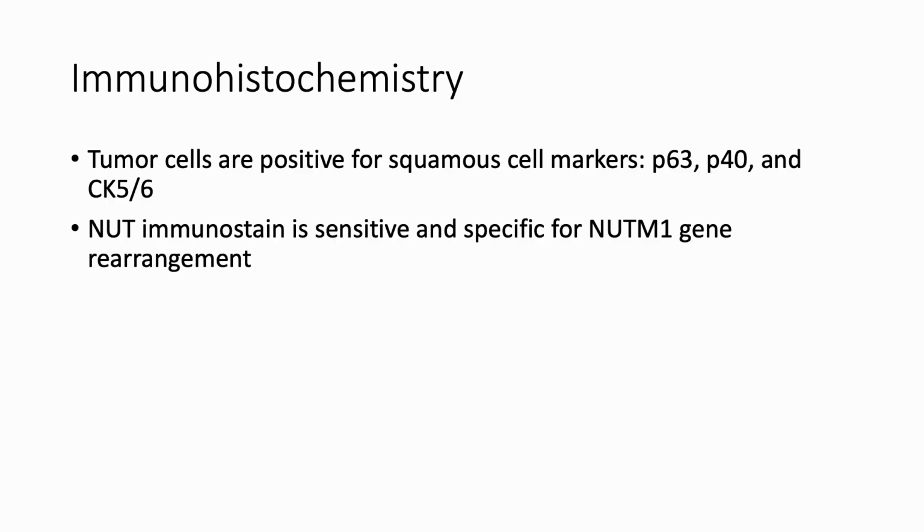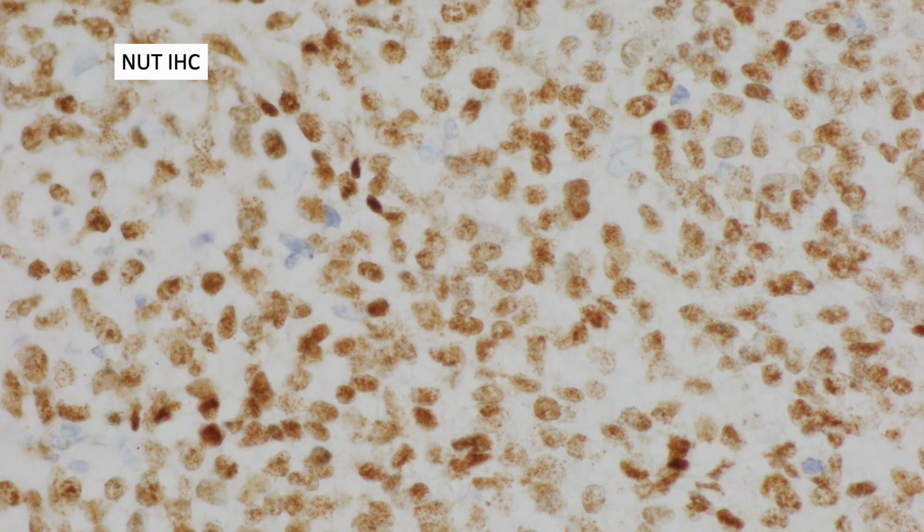Importantly, NUT immunostaining is both sensitive and specific. Diffuse strong nuclear staining in more than 50% of tumor cells provides nearly 100% sensitivity and up to 90% specificity. Molecular confirmation is usually unnecessary when IHC is strongly positive.